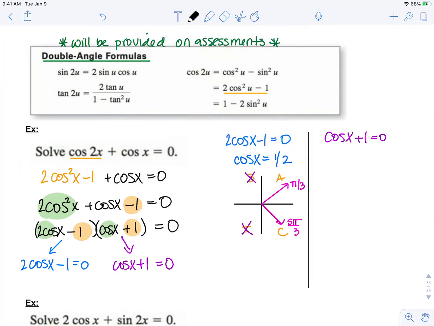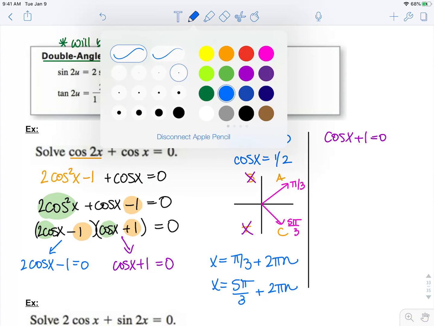So my general solution is x equals pi over 3 plus 2 pi n, and x equals 5 pi over 3 plus 2 pi n. The only way to get around to those, again, is to add multiples of 2 pi.